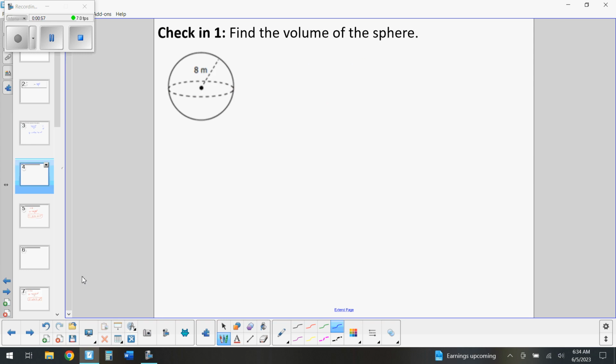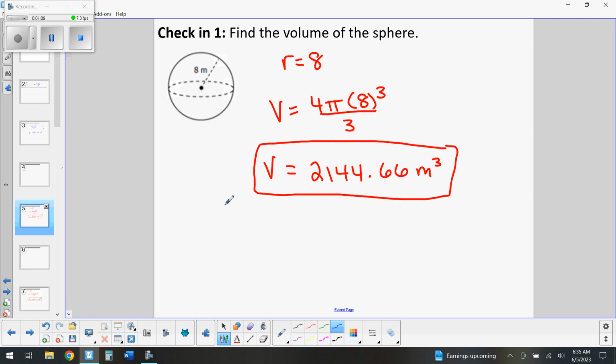You go ahead and try this one. We have a radius of 8. Pause when you're ready to see the answer, hit play. All right, so we have r is 8, so that's 4 pi 8 cubed over 3, and we get 2,144.66 cubic meters.